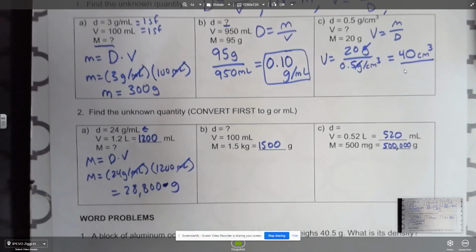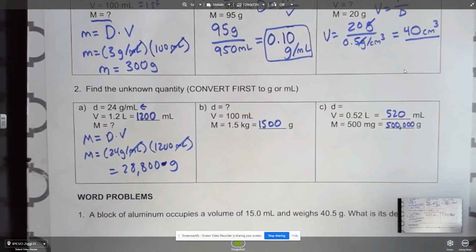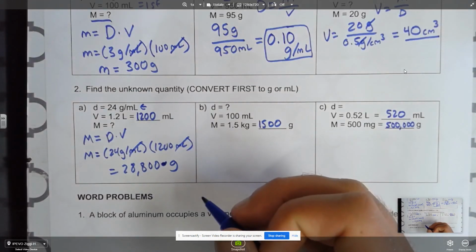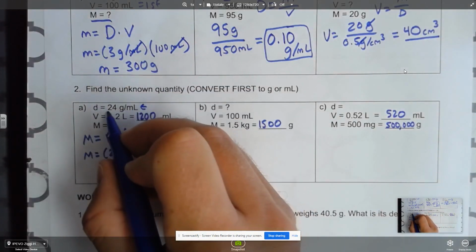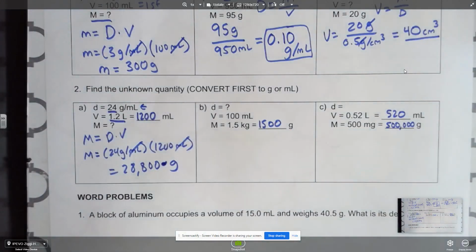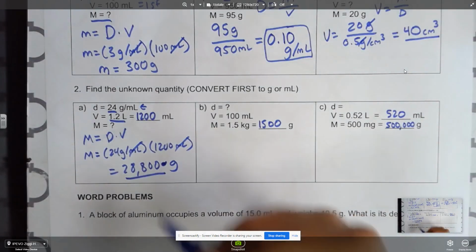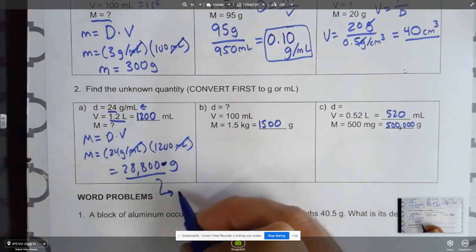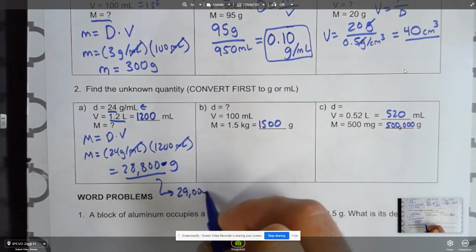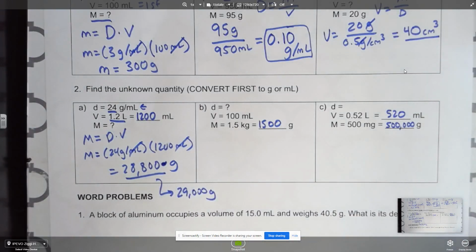Now, we need to round this, okay? We need to round this to the correct number of sig figs. So to do that, this has 2 sig figs, this has 2 sig figs, okay? As does this, but it should. So this needs to be rounded to 2 sig figs. So that number is going to be 29,000 grams, right?